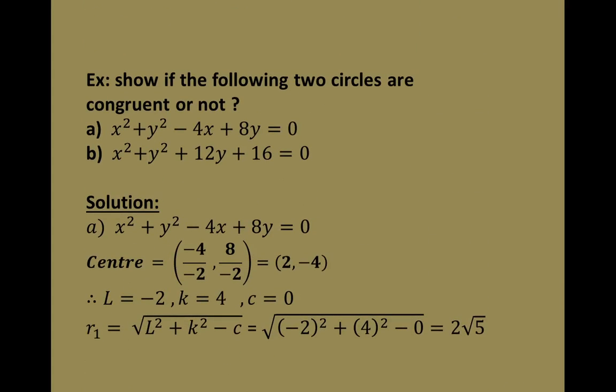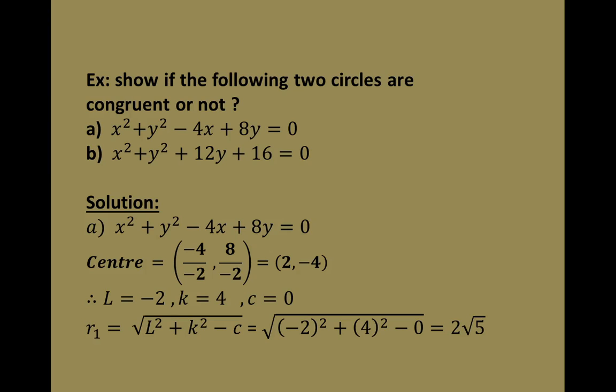Show if the following two circles are congruent or not. Here are the two general equations of two circles. It is required to determine if these two circles are congruent or not. To prove that these two circles are congruent, you should get the radius of each circle.